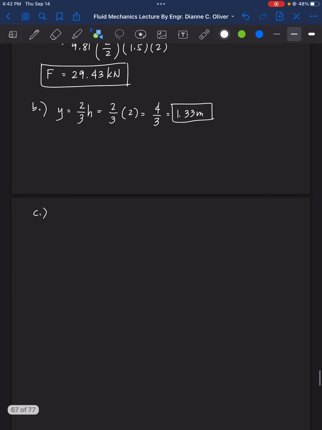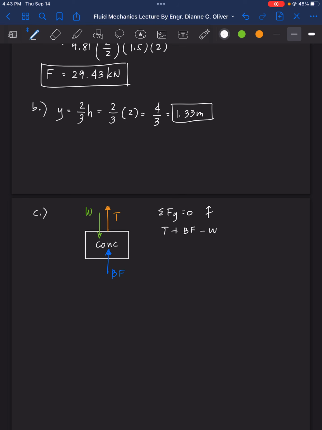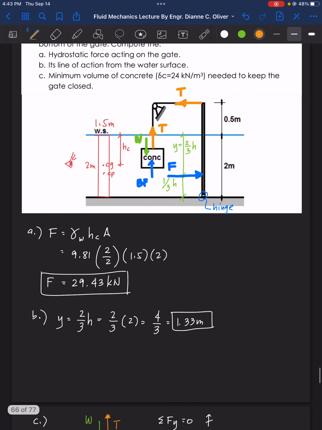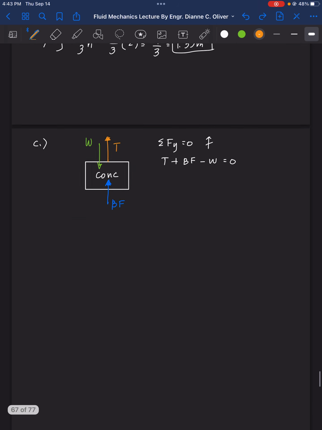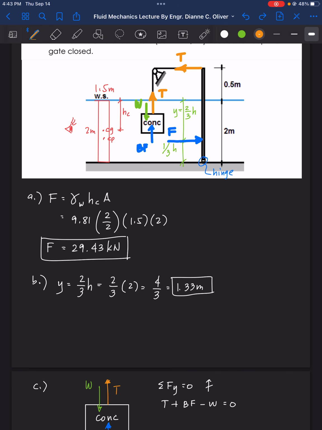So letter C, it looks like this. This is the concrete. We have the weight of the concrete, W. We have the buoyant force, upward. Then we have the tension from the rope. Therefore, doing a summation of forces, vertical equals 0, upward being positive, we have tension plus buoyant force minus W equals 0. So the tension here is missing. How do we get the value of tension? From the summation of forces here.